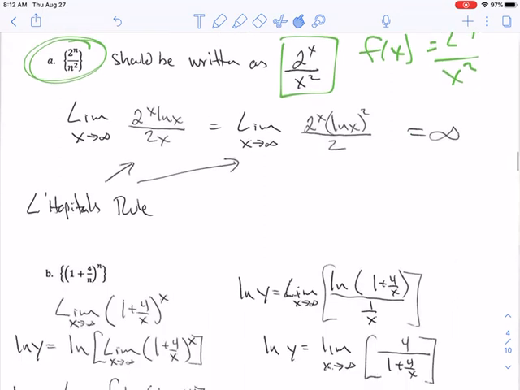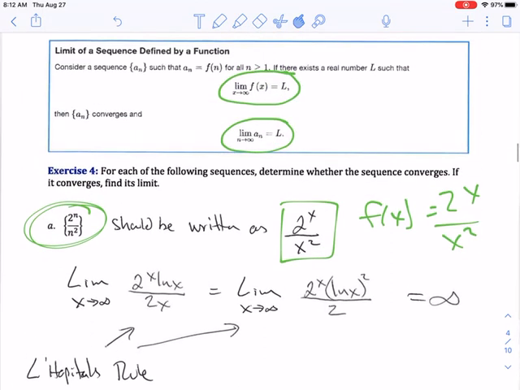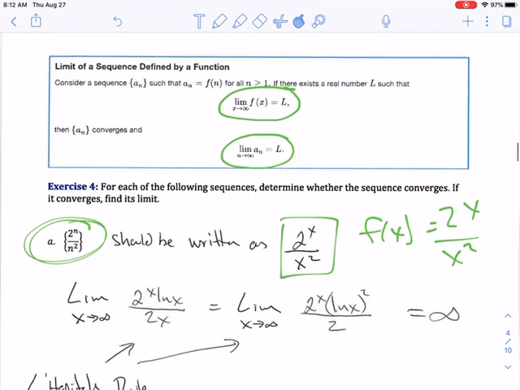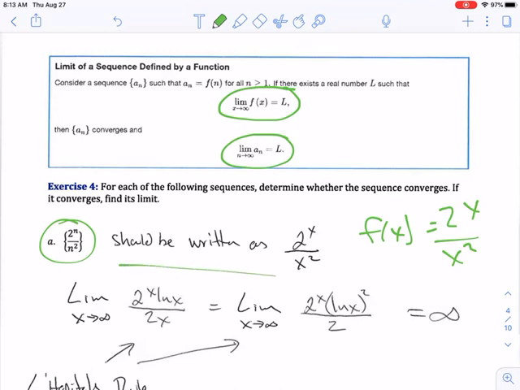In other words, if we wanted to find the limit of something defined as a function, we just find the limit. So I wrote this in terms of n's. It should have been written in terms of x's. So that was my bad. All right, so it should have been 2 to the x over x squared. So we actually are going to use L'Hopital's rule.